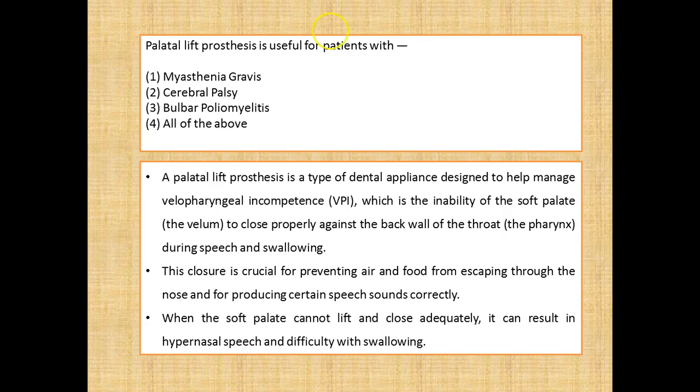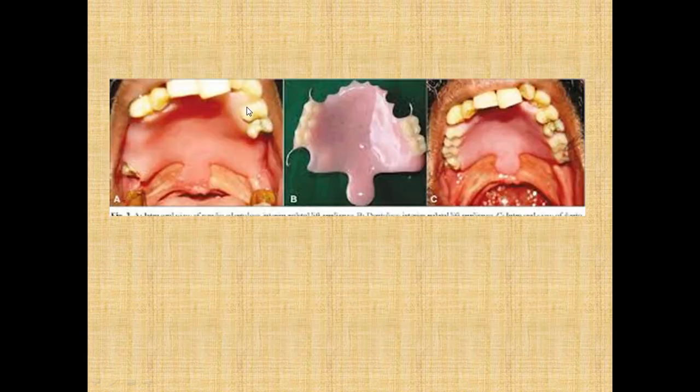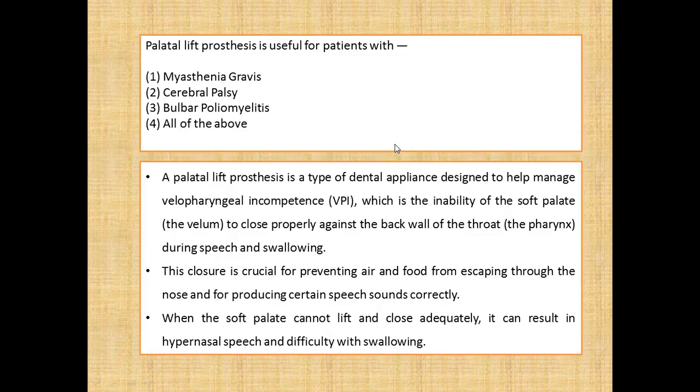Then the second question: palatal lift prosthesis is useful for which patients? Again, the correct answer is all of the above. You can use it for myasthenia gravis, cerebral palsy and bulbar poliomyelitis. Let's see what the palatal lift prosthesis is. You can see this is the appliance which is used to lift the palate. It helps to manage VPI, velopharyngeal incompetence, which is the inability of the soft palate to close against the wall of the throat, that is the pharynx. So it helps with proper speech and swallowing.